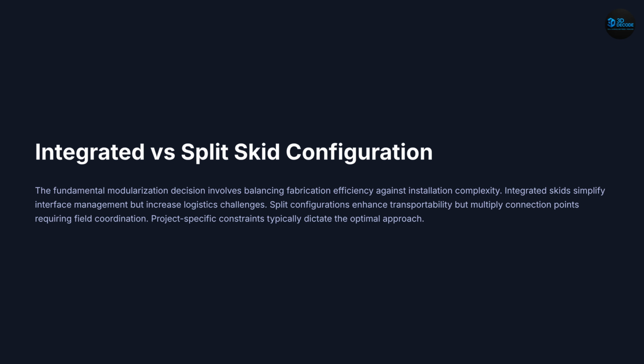Slide 11. Integrated vs. split skid. In an integrated skid, everything is combined into one unit, which reduces interfaces but increases transport challenges. In a split skid, modules are separated, making transport easier but increasing the number of connections. The choice depends on project requirements and constraints.